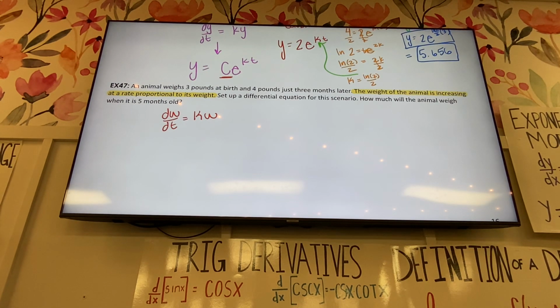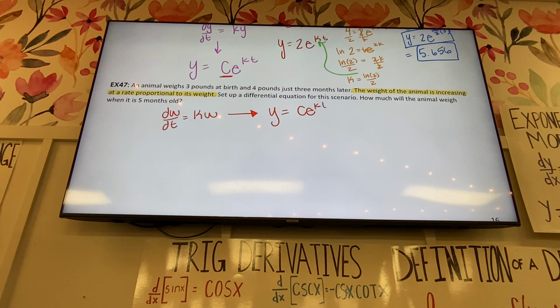The rate of the weight is proportional to its weight. Which means that I can go straight to my solution, my exponential model, y equals ce to the kt. So it's just skipping the separation of variables step. And like I said before, this is the only special differential. We're not going to have a bunch of them. This is the only one that we will skip the separation of variables. All of the other questions, you will actually work out the whole process for separation of variables. This is the only one where it's this special exponential model.